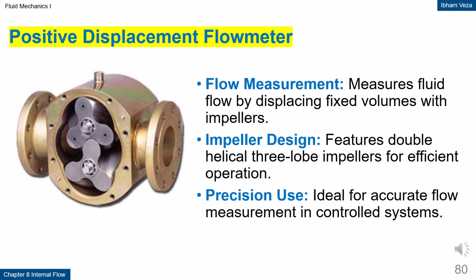Positive displacement flow meter. This flow meter measures flow by displacing fixed volumes of fluid using impellers. Each rotation of the impeller represents a certain volume passing through. The double helical 3-lobe impeller design improves smoothness and measurement accuracy. This device is well suited for precise measurements in controlled systems. Its principle is more volumetric rather than pressure-based.